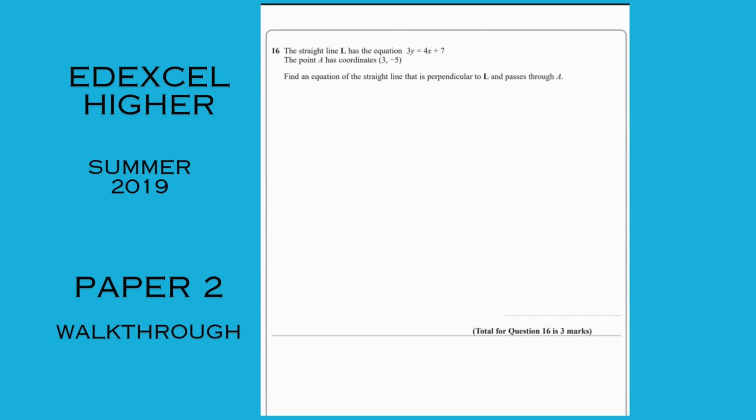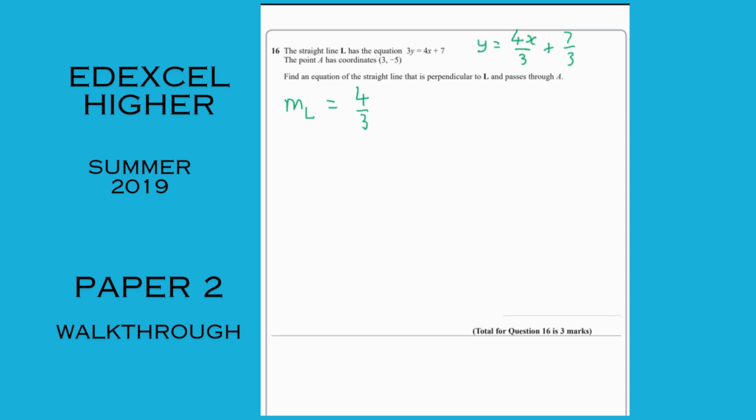Number 16. So L is not quite how you want it. You want it y equals. That's how we like it, because then we know the gradient and the intercept if it's needed. So we know that the gradient of L is the coefficient of x. It's 4/3.